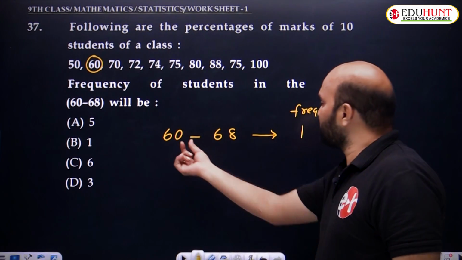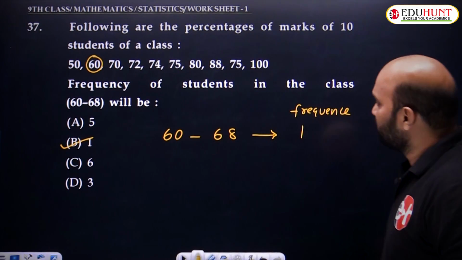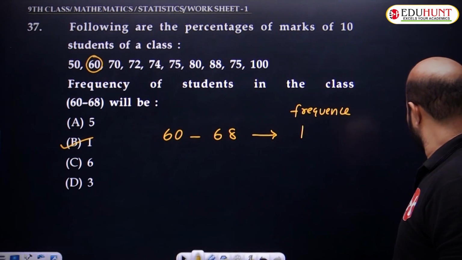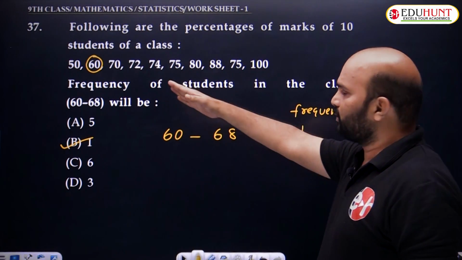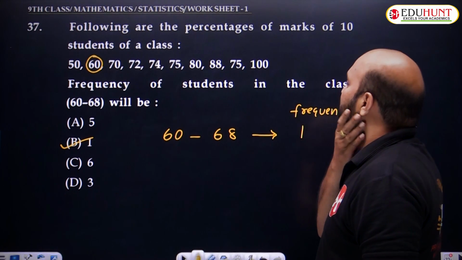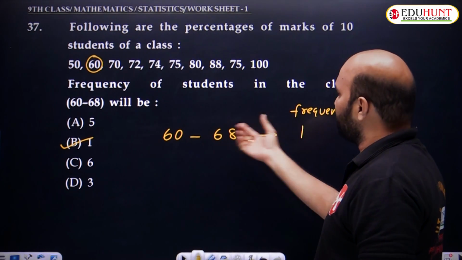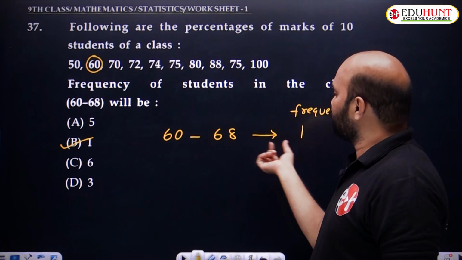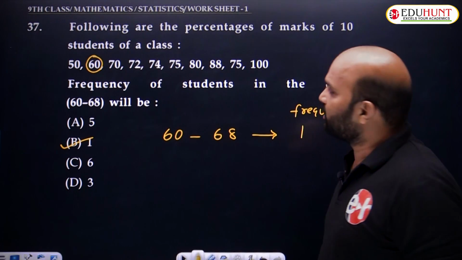Only one frequency appears from 60 to 68. So option B is the right answer. Am I clear? That means none of the marks except 60 appeared between 60 and 68. Only one, that is 60, appears from 60 to 68. So that is called frequency. Option B is the right answer.